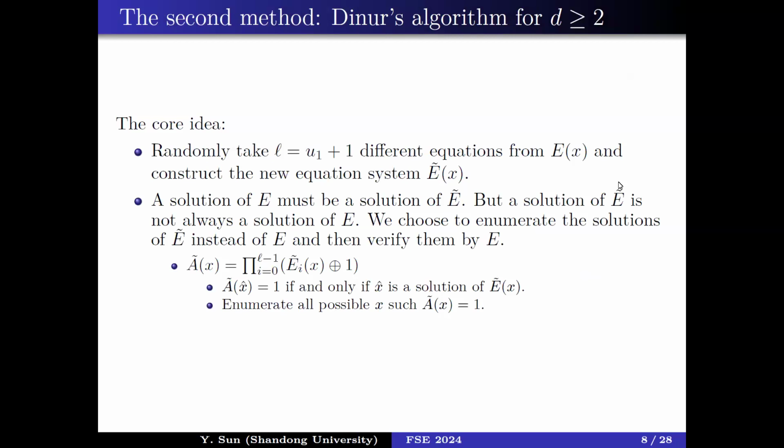The second method is Dinur's algorithm. The core ideas of this algorithm are as follows. We randomly take u1 plus 1 different equations from E and construct the new equation system E tilde. We find that a solution of E must be a solution of E tilde, but the inverse doesn't hold. We choose to enumerate the solutions of E tilde and then verify them by E. Let's build a polynomial A tilde. We find that A tilde(x hat) equals 1 if and only if x hat is a solution of E tilde. So we only need to enumerate all possible x such that A tilde(x) equals 1.